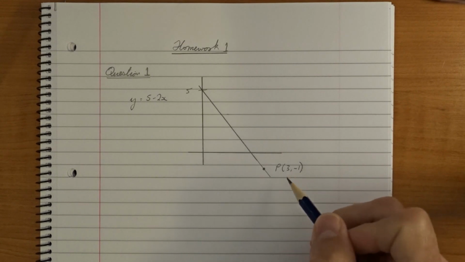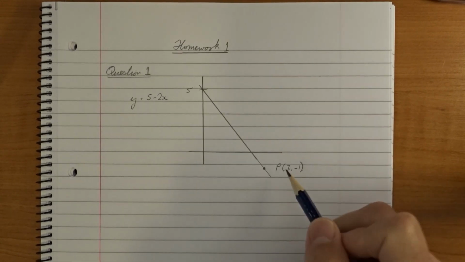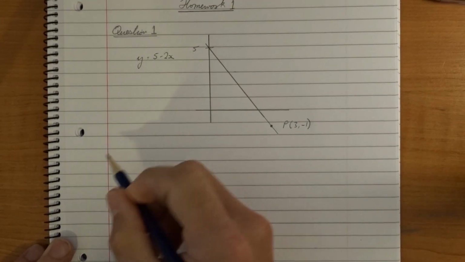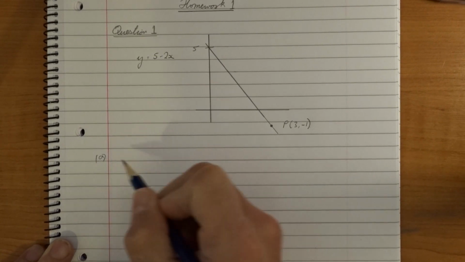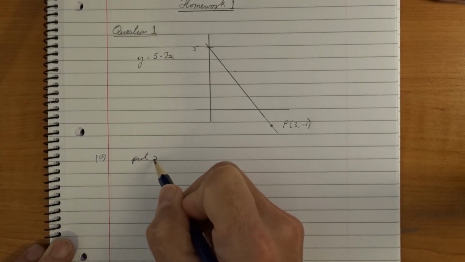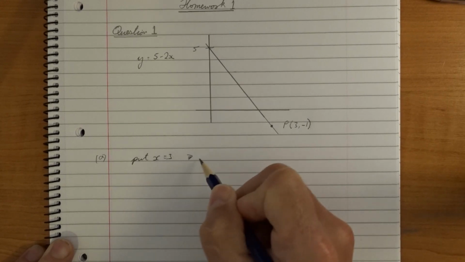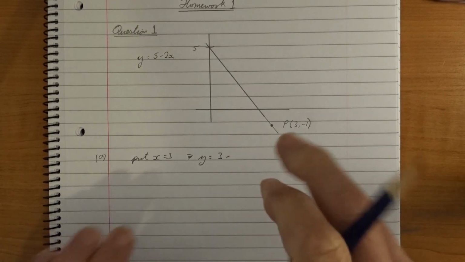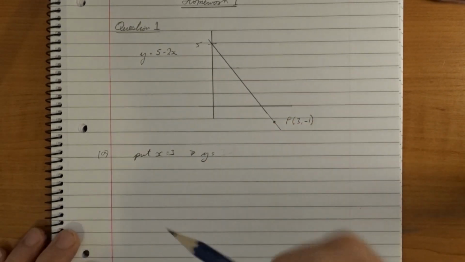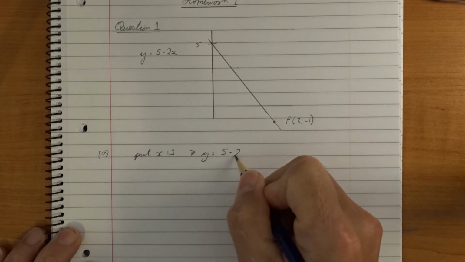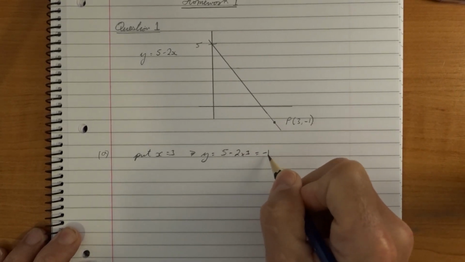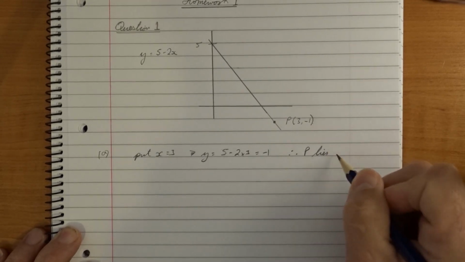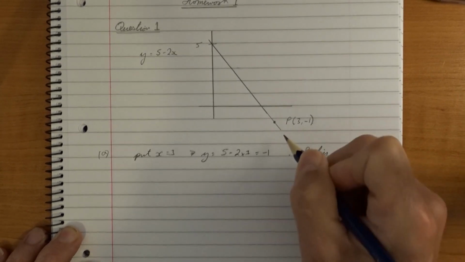Okay, now we need to show that P lies on the line, so we've got the x value of 3, and basically we're just going to substitute 3 into the equation. So for part A, we're going to put x equals 3, which means that y equals 5 minus 2 times 3, which equals minus 1, which is the same as the y value. Therefore, P lies on the line L, and this is obviously the line L.